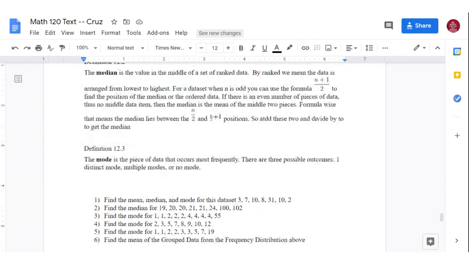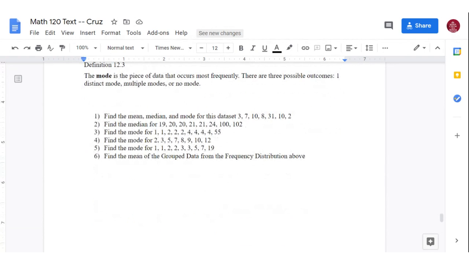I mean, if you were to put it in here and you didn't recognize that it was even, well, it was 8 pieces of data, right? So 8 plus 1 over 2, that would be 9 over 2, so 4.5. So that means it's in between those 2. So if you get a decimal like that, 0.5, you got to add up those 2 pieces. All right.